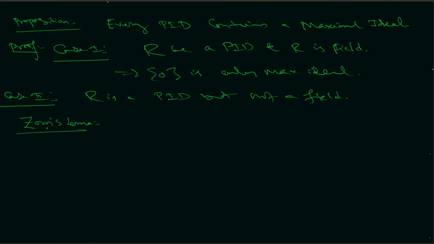What is Zorn's lemma? If you have any partial order and every chain has an upper bound in that partial order, then it will contain a maximal ideal, right? No, sorry, it will contain a maximal element. So that element will be the desired maximal ideal over here. So you know what Zorn's lemma is, right?